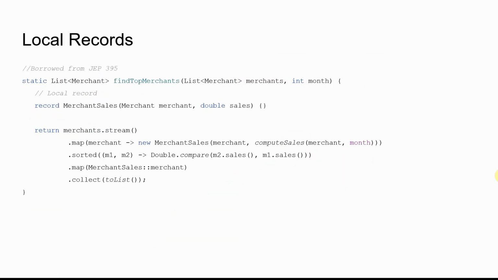Records can be declared locally inside of a function. In this example from JEP 395, we are sorting our merchants by the number of sales they've had in a month. We define a local MerchantSales record with a pair of values, the merchant and their monthly sales. This method maps the merchant instances from the merchants parameter into MerchantSales records using the generated canonical constructor. Our stream sorts these record instances by sales, extracts the merchants, and then returns them in a sorted list. The benefit of this is that we haven't created an extra class file, and the overall code is cleaner than if we had used traditional classes.